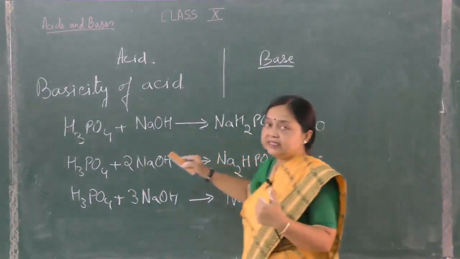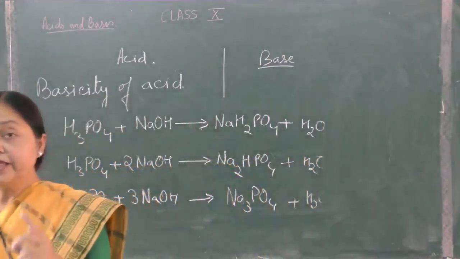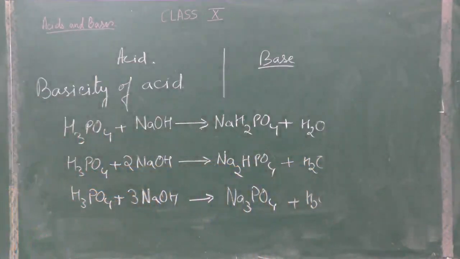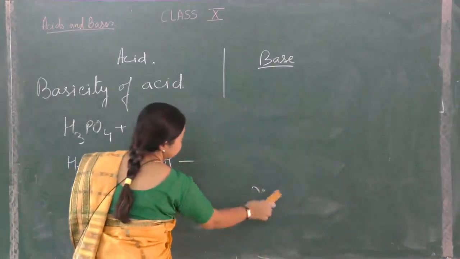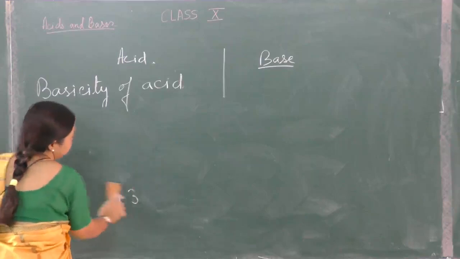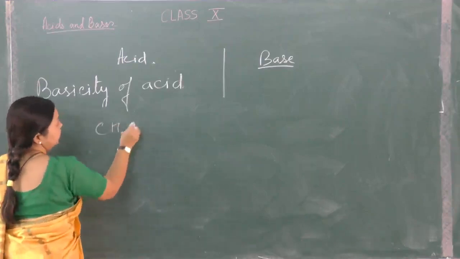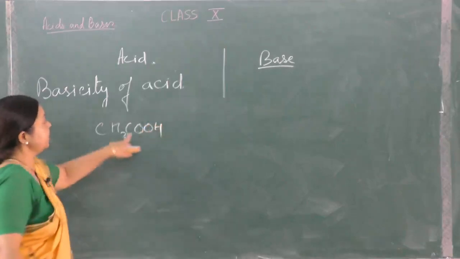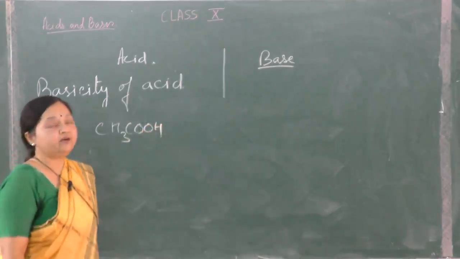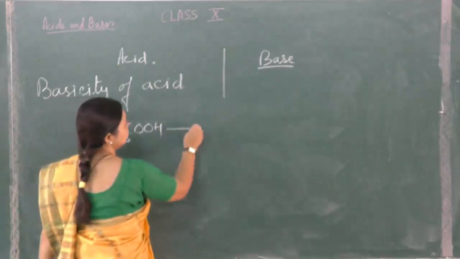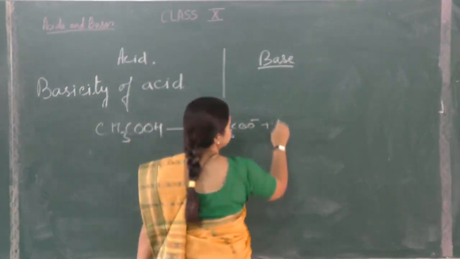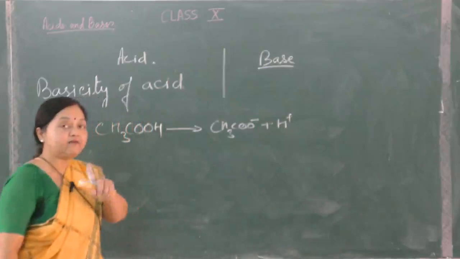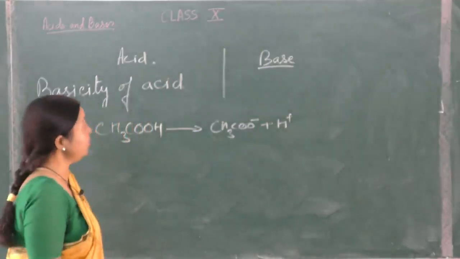Now one thing about basicity, when we are talking about basicity, do not confuse it with the number of hydrogen ions. What I said is the number of replaceable hydrogen ions. For example, suppose acetic acid, CH3COOH. How many hydrogen ions are present over here? CH3COOH. There are 3 and 1, 4 hydrogen ions. So it is not a tetrabasic acid. It is a monobasic acid because it dissociates into CH3COO acetate and H+. So it has only 1 replaceable hydrogen ion. It is a monobasic acid.